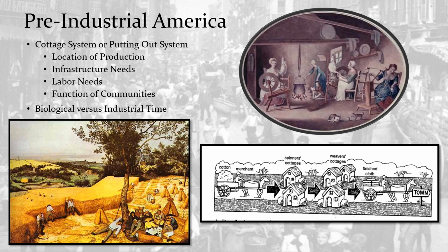The infrastructure needs were minimal. Most people were using rivers or streams to get from one place to the next. Travel on roads was very precarious and not very efficient. Your labor needs, again, were mostly women or children. Most people were working on the farm. Men would have been working on the farm.